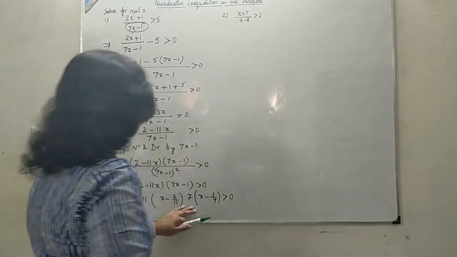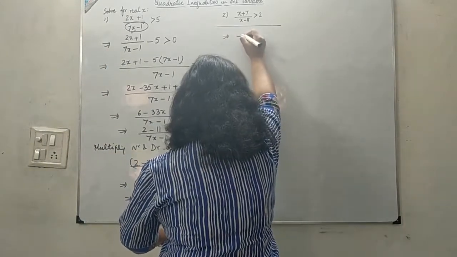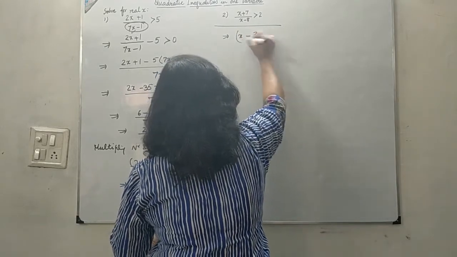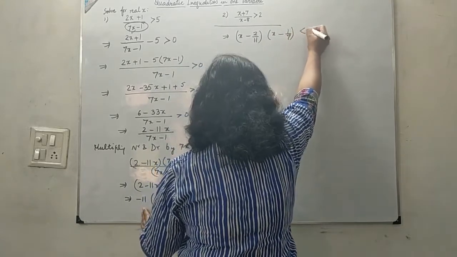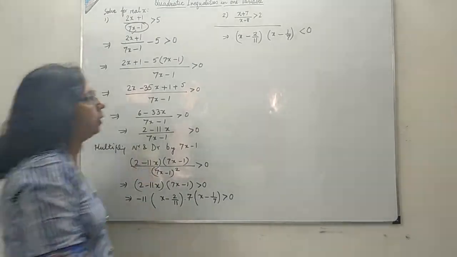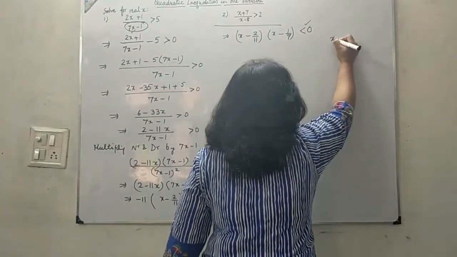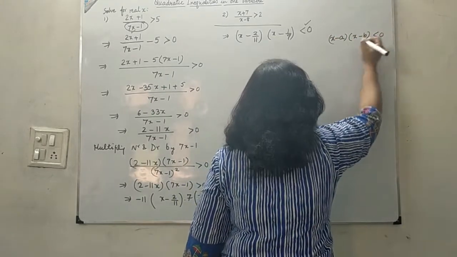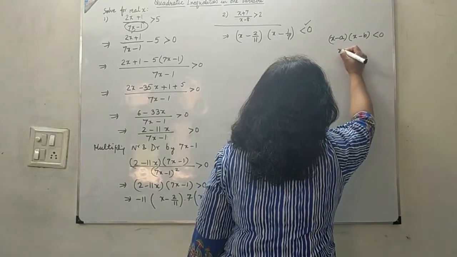To divide by the constant, we can have minus 77. So this is x minus 2 by 11 into x minus 1 by 7. This is less than 0 because I have divided both sides by a negative number. So the inequality sign is changed. Now this is of the form we have just discussed: x minus a into x minus b less than 0. Then the solution will lie between a to b.